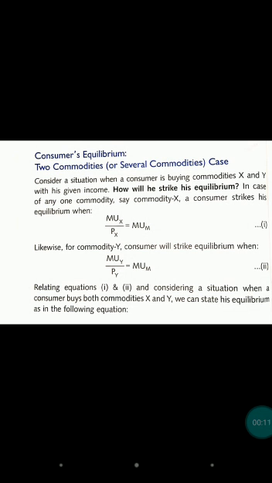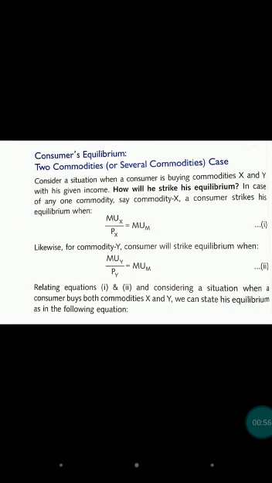Today we are going to start the second chapter, Theory of Consumer Behavior. In this chapter we are going to take the topic consumer's equilibrium in the case of two commodities or several commodities. In the last video we discussed that consumer equilibrium can be measured in terms of the cardinal approach, that is utility analysis, and the ordinal approach, that is indifference curve. The indifference approach we will discuss later. This time we are discussing the utility approach.